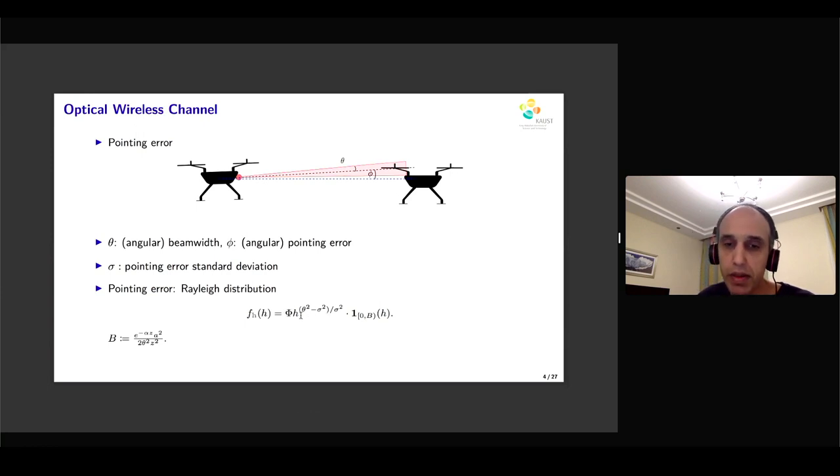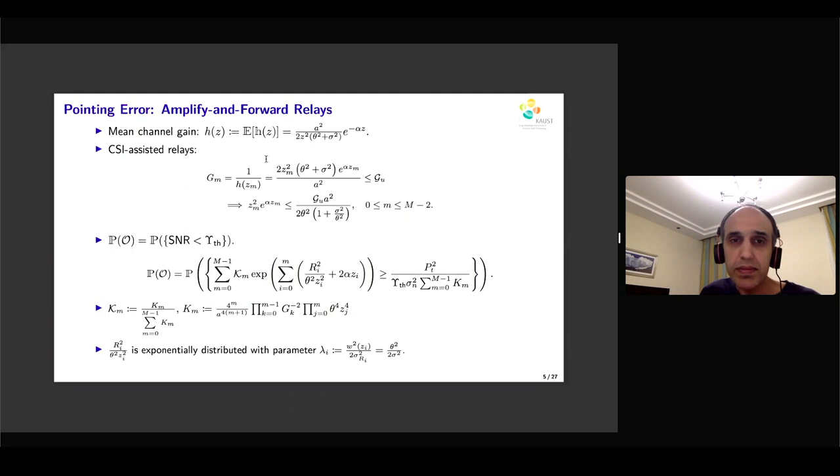H is, of course, the variable, and B is this factor, where A is the radius of my receiver telescope for one channel, and Z is the distance between any two relays. And so, of course, this is the integrator function, and my function lies over this support, which starts from zero and ends at B. So B is the largest value that my H can take. In this regard, the expected value of my channel coefficient is given by this expression. This has been derived in detail in the original manuscript.